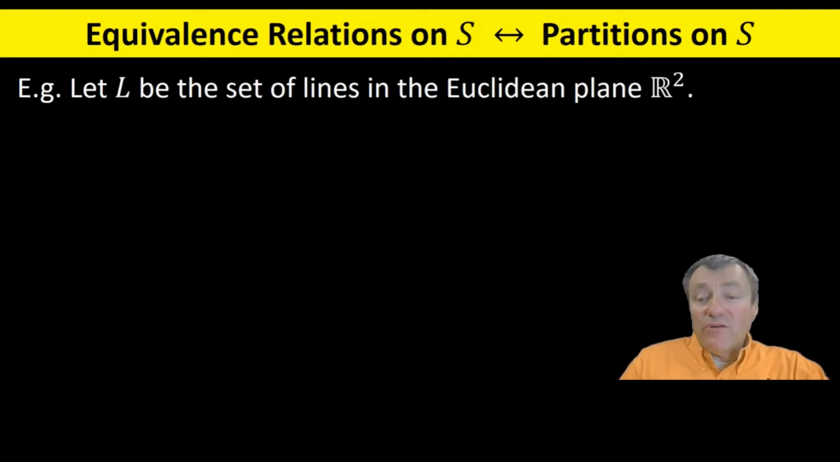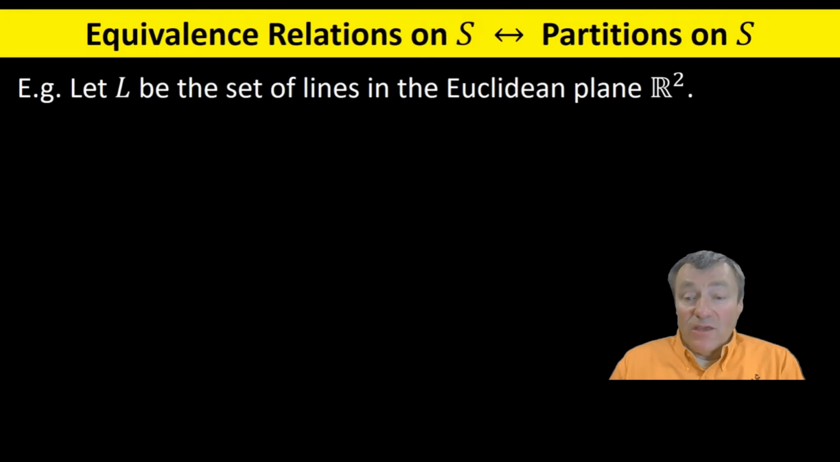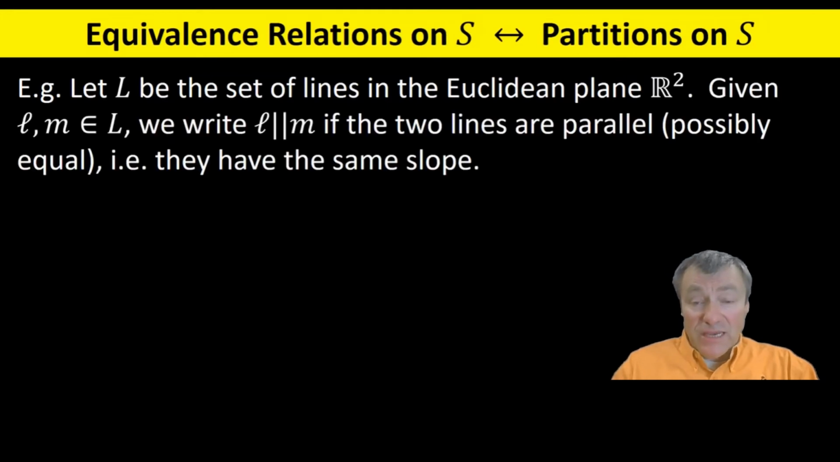Let's return to our early example of the Euclidean plane. Let L be the set of all lines in the Euclidean plane. Now I defined a partition of the lines. Let me rephrase everything I did in the language of equivalence relations. So the natural relation to talk about here is parallelism.